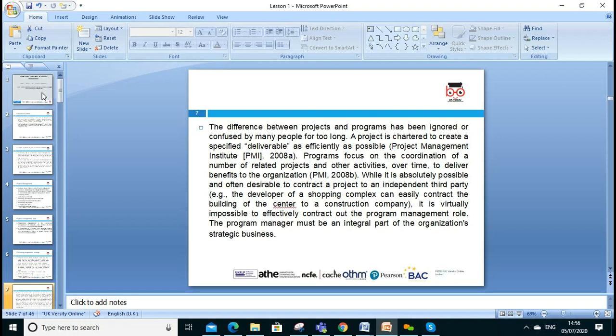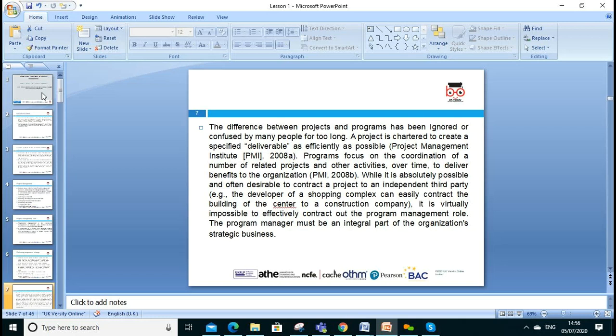Okay, next we're looking at where the difference between the project and the program has been ignored or confused by many people for a long time. A project is chartered to create a specific deliverable, with efficient project management. The program is focused on the coordination of a number of related projects and other activities over time to deliver benefit to the organization. So we can say what is the aim, what is the objective really.